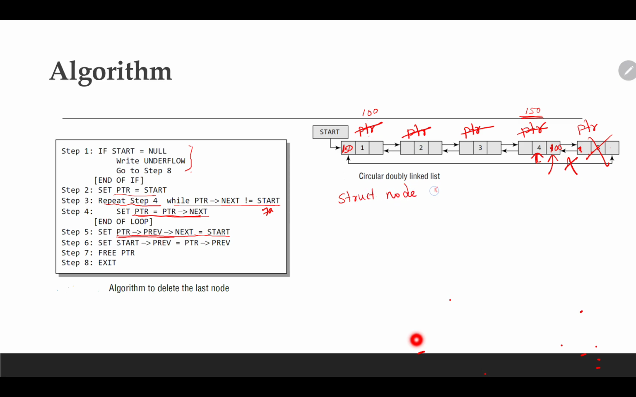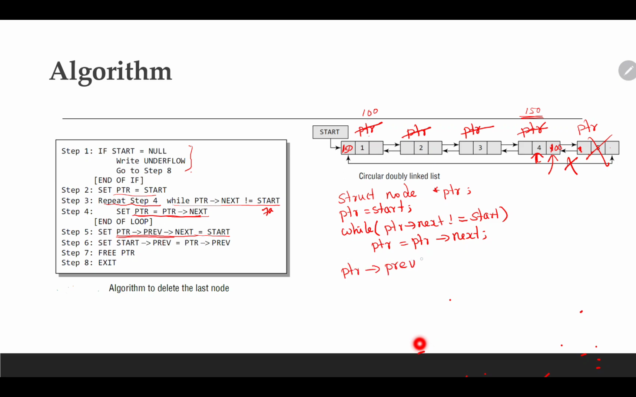Then when you are writing the code, struct node, we are using one pointer variable, that is ptr. Then we assign ptr = start. Then we check the condition while ptr->next is not equal to start. If this condition is true, we execute ptr = ptr->next. If this condition becomes false, we execute the statement ptr->previous->next = start. Then start->previous = ptr->previous. Then by using the free function, we are removing this node from the list. Then we have to return the start.